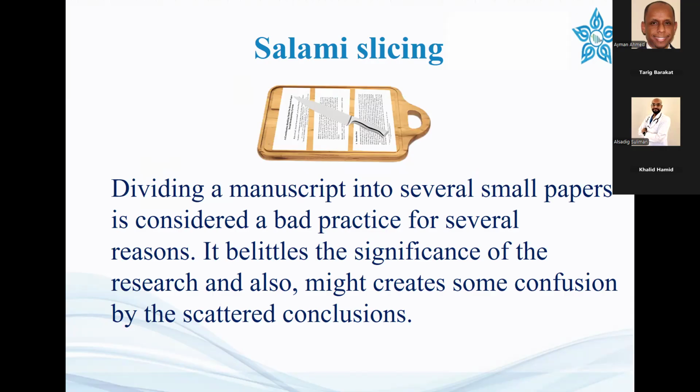One of the bad practices is salami slicing. Here, some people, when they conduct their research studies and get fleshy results, want to publish several small papers out of those results. This is a very bad practice because it belittles the significance of the research. Also, it might create confusion through scattered conclusions, because the study sample and study population are the same. You have to publish whatever you get in one big publication in a good journal.